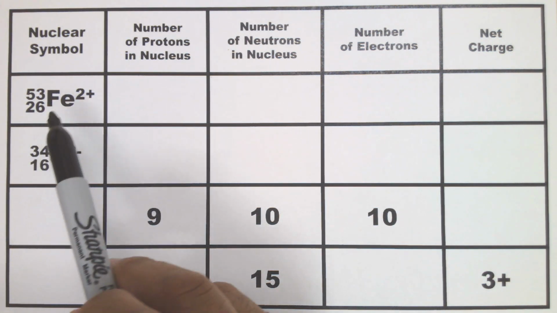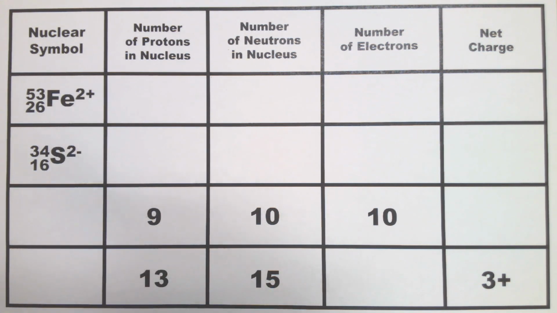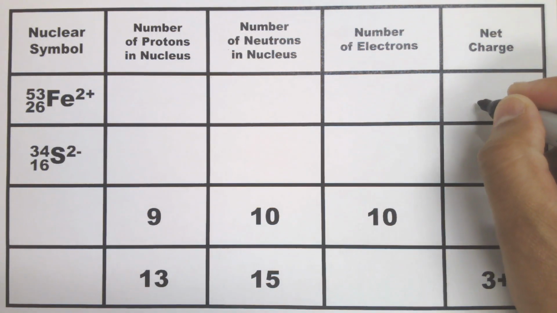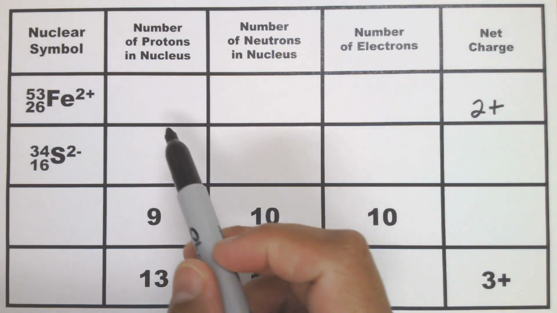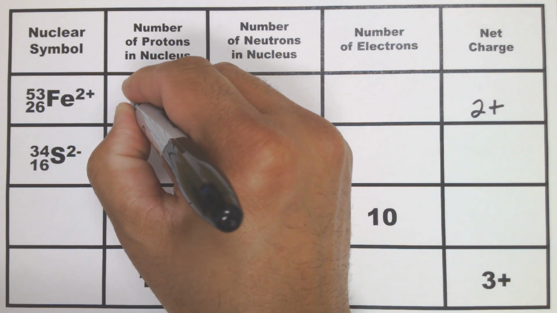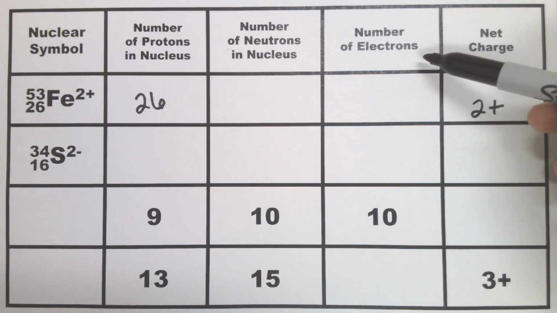You'll notice in our first example, Fe is iron, and in the upper right-hand corner, there is a net charge. This is something we didn't see in the last few examples. This is a 2+, so the net charge here, we'll write 2+. The number of protons in the nucleus is the atomic number. We'll call this 26.